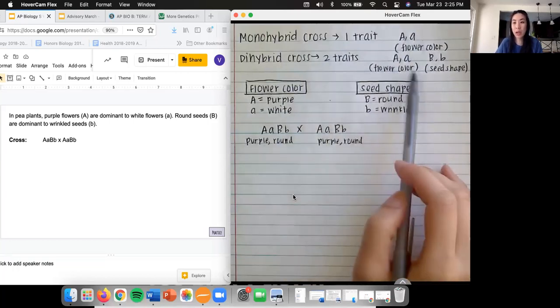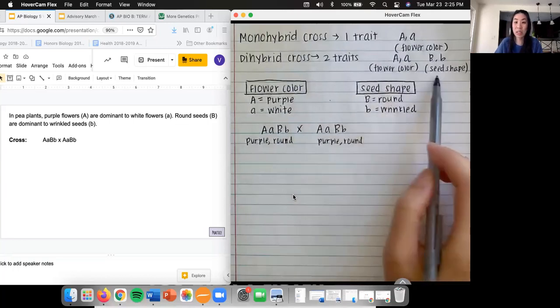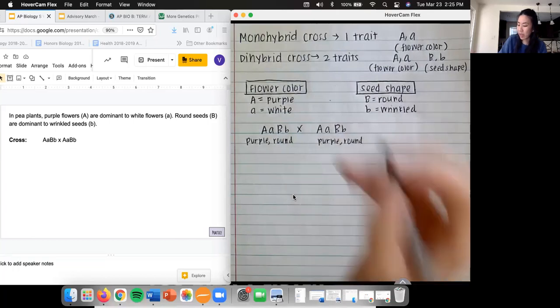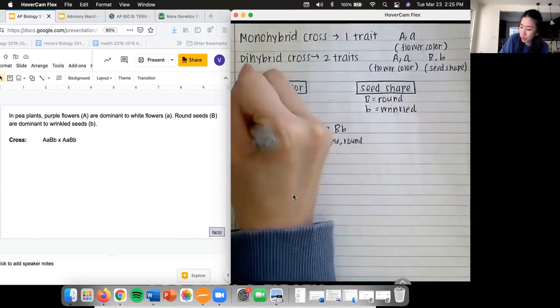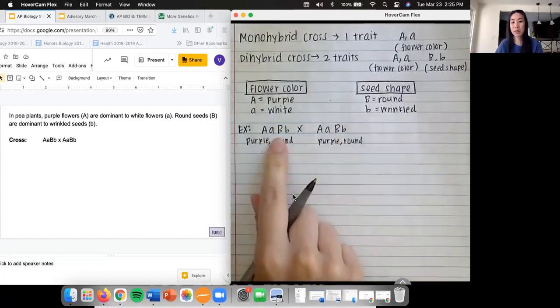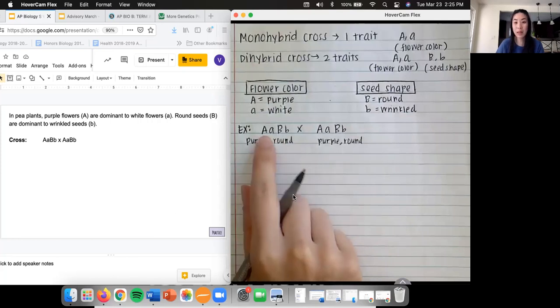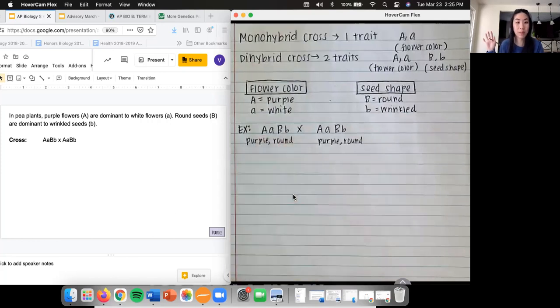Dihybrid cross would be two traits. So we've got flower color and also seed shape right now. We made a little key, always do that. And let's just say this is our example. We have two parents. They're both heterozygous for both traits. Their phenotypes, they're both going to be purple and round, and they're both going to be big A, little a, big B, little b. All right, this is our practice problem. And then you have the slide on the other side.